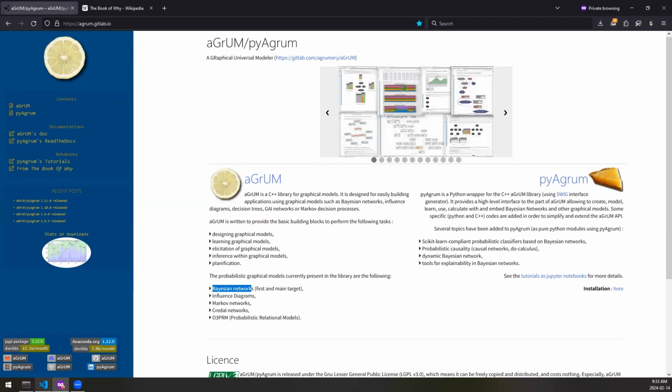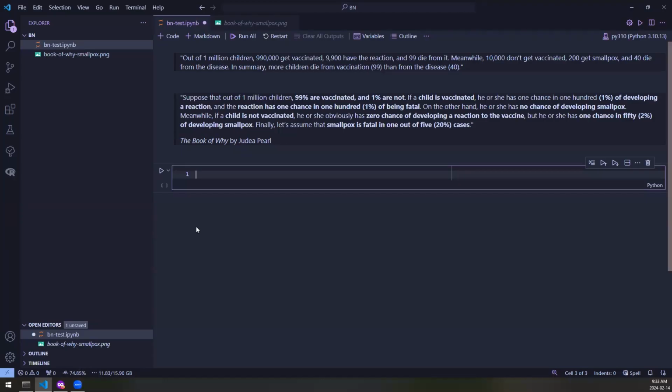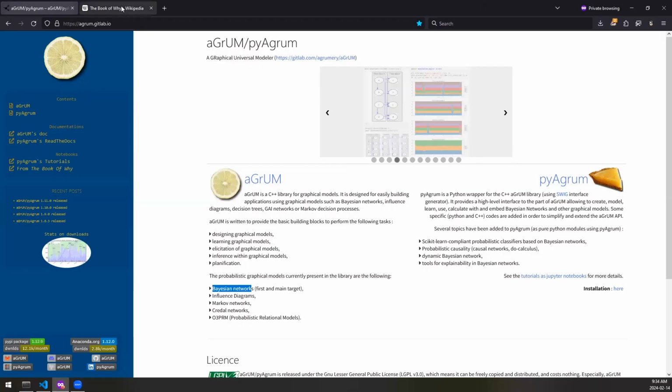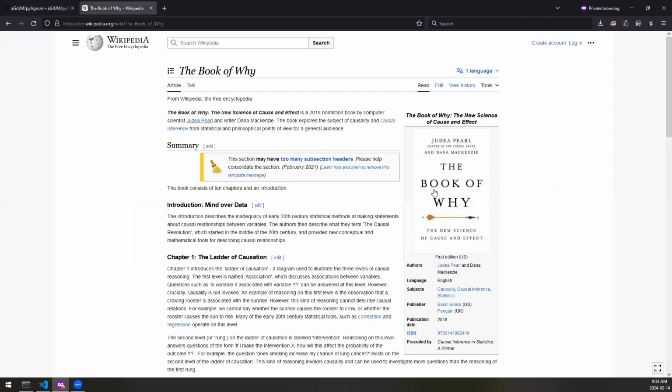I already have it installed over here. To use as motivation or as an example, I took this example from The Book of Why by Judea Pearl. If you don't know what The Book of Why is, it's a book written by Judea Pearl, who was the inventor of Bayesian networks. It's a very interesting book. If you want to take a look at that, I'm pretty sure you're going to like it a lot.